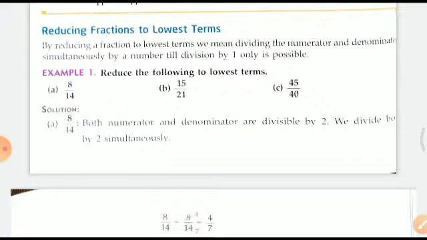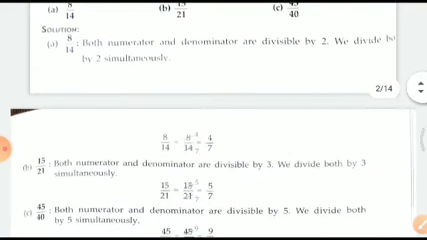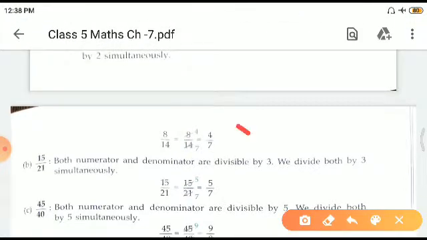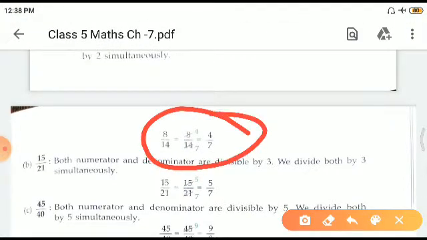Suppose the first fraction is 8 upon 12. Both numerator and denominator are divisible by 2. We divide both by 2 simultaneously. Now see here, when we divide by 2, we get 4 upon 7. Now 4 is an even number, and 7 is an odd number, and there is no number which divides 4 and 7 both, except 1. So we have finally reached the lowest fraction, right? We have reached the lowest fraction.